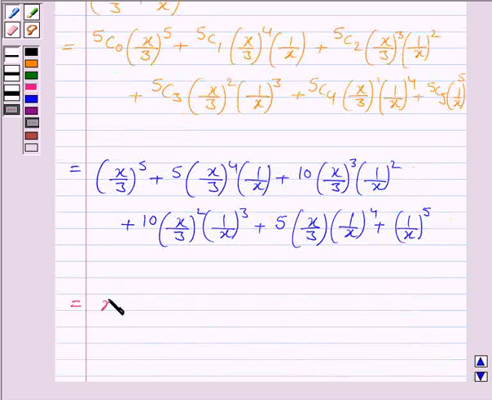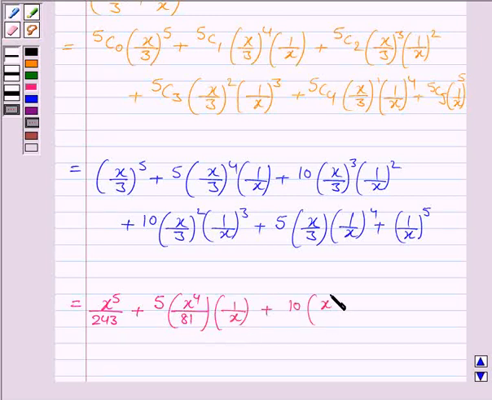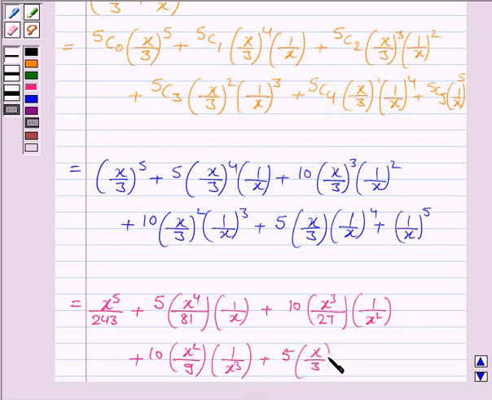Now the first term is x^5/243, as 3^5 is 243, plus 5 into x^4/81 into 1/x, plus 10 into x^3/27 into 1/x^2, plus 10 into x^2/9 into 1/x^3, plus 5 into x/3 into 1/x^4, plus 1/x^5.